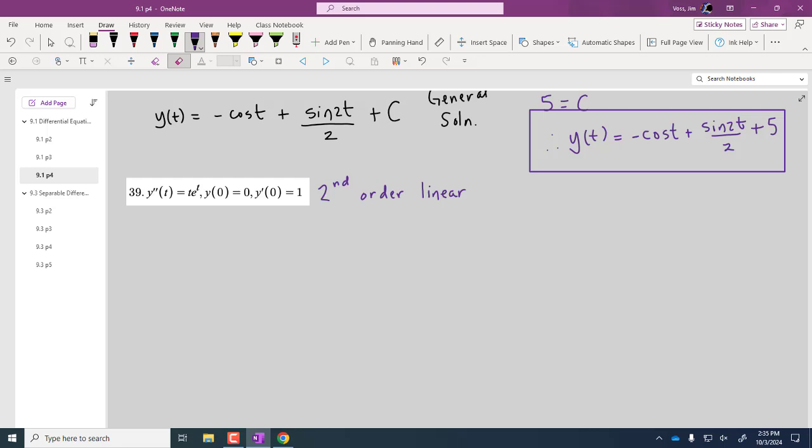All right, so ultraviolet voodoo on that te to the t business. te to the t.